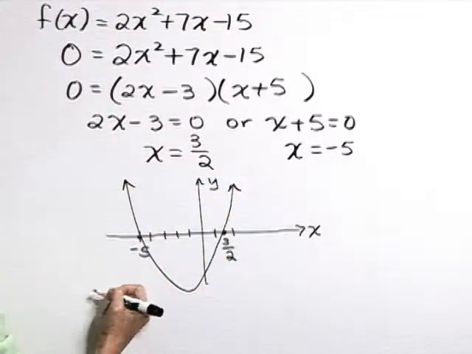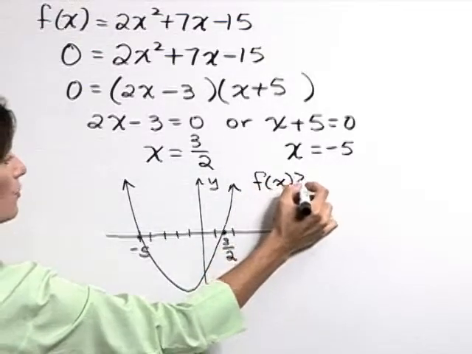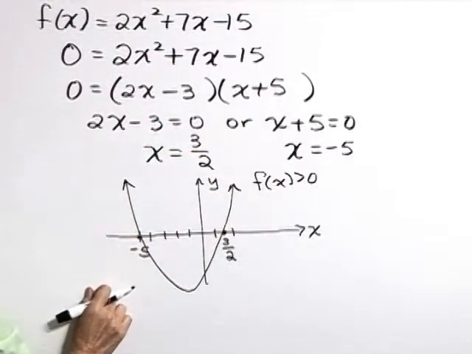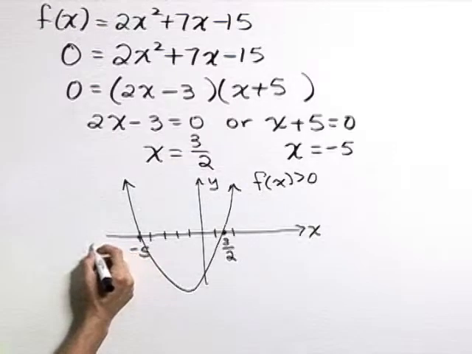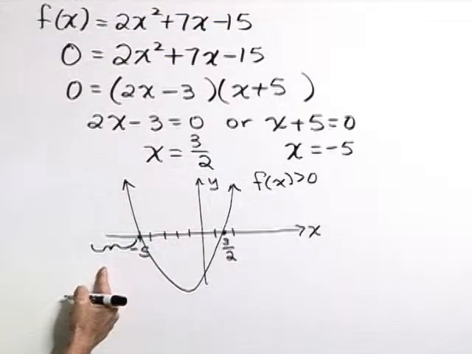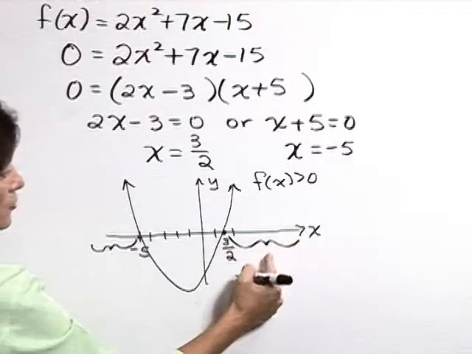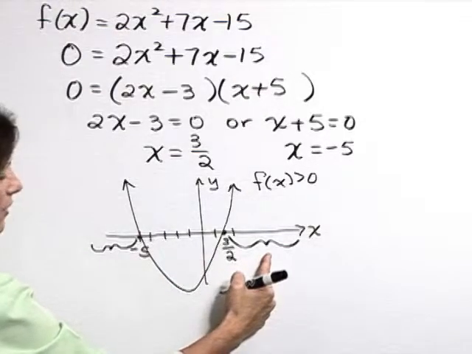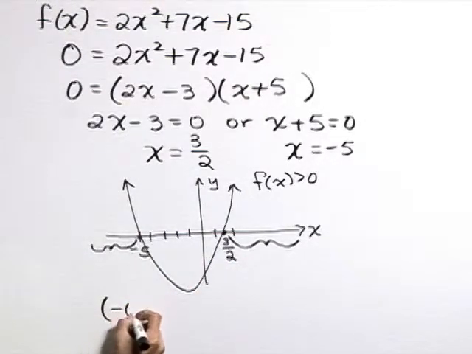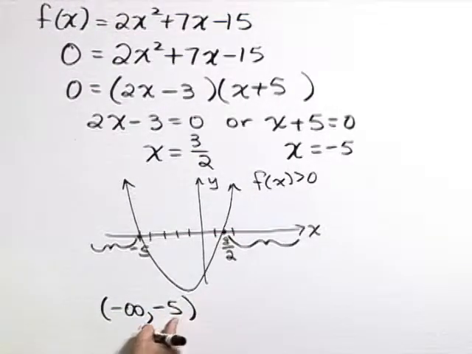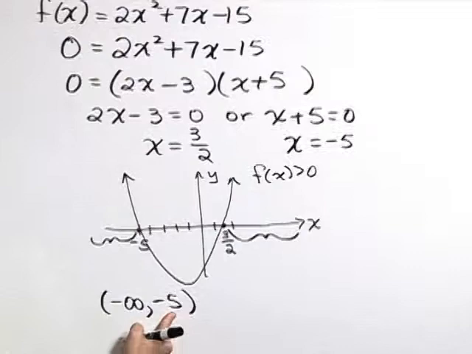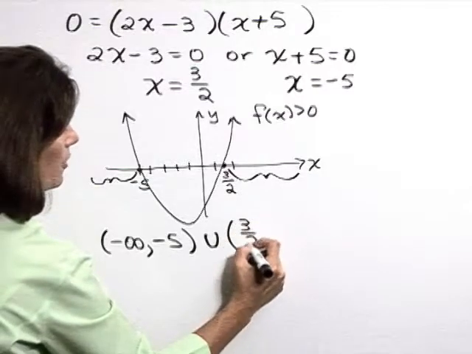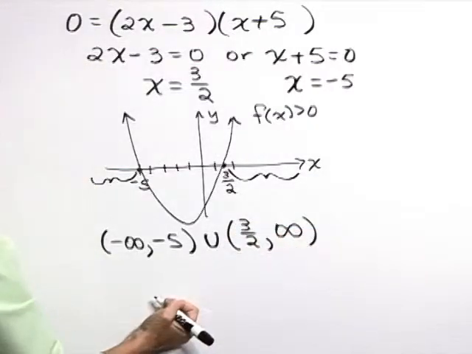Here's our function. Now we want to determine where this function takes on values that are greater than 0. That is, where our y values are above the x-axis. And that occurs for x values out here to the left of negative 5 and to the right of 3 halves. So let's describe then our solution as these x values from negative infinity up to negative 5, not inclusive. We want to find where our function is greater than 0, not just equal to 0. Union 3 halves to infinity.